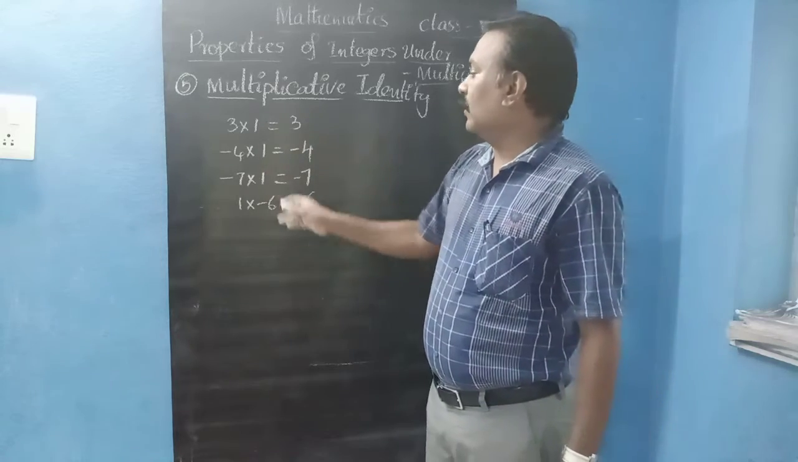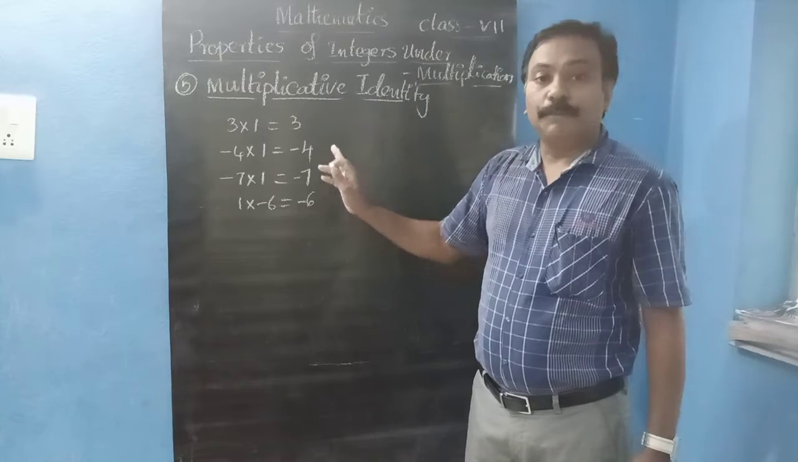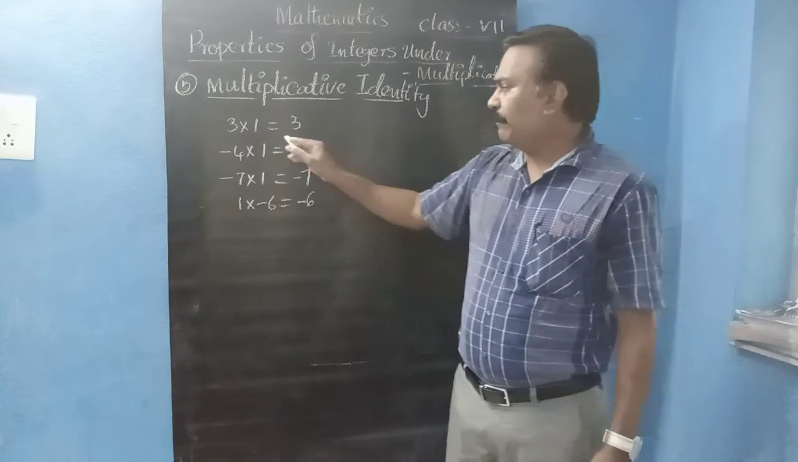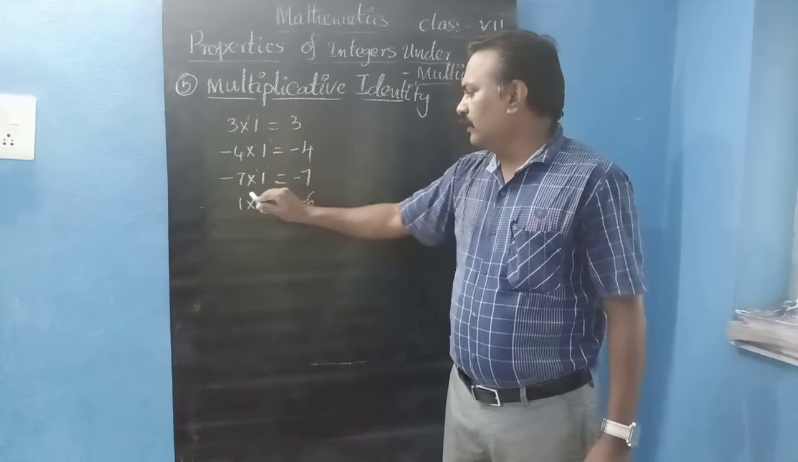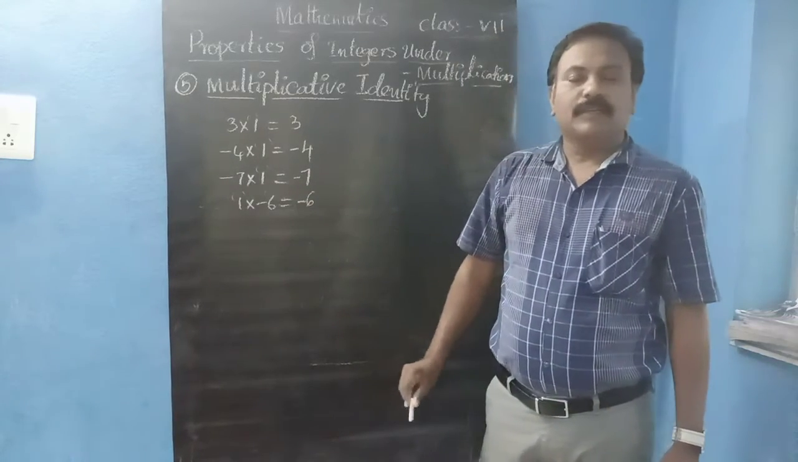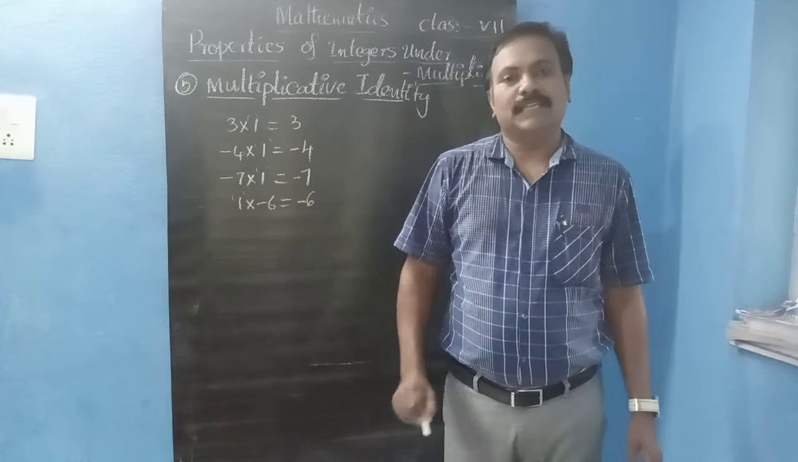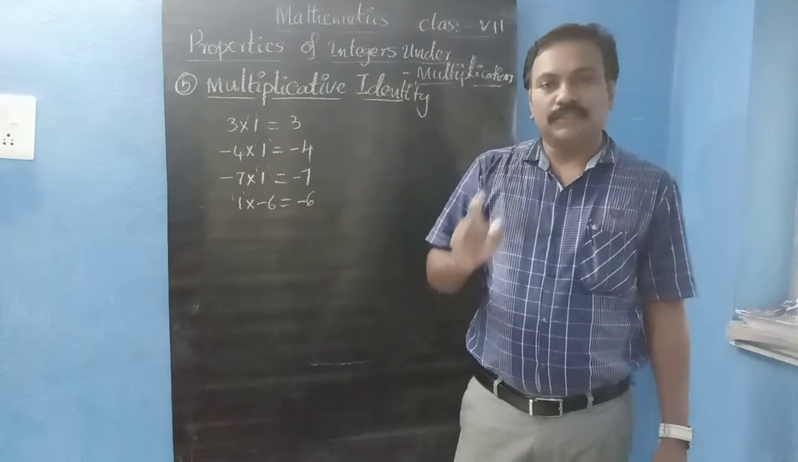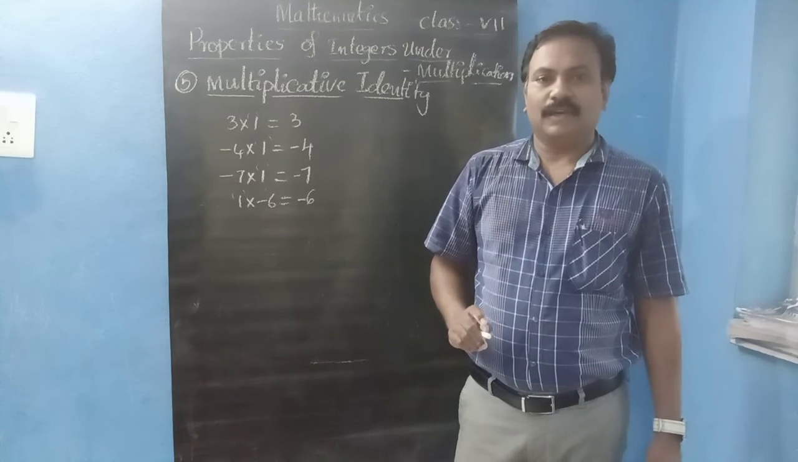Here 1 is called the multiplicative identity. Previously we discussed, what is the additive identity? Yes, you are right, 0. 0 is the additive identity. Do you remember that?